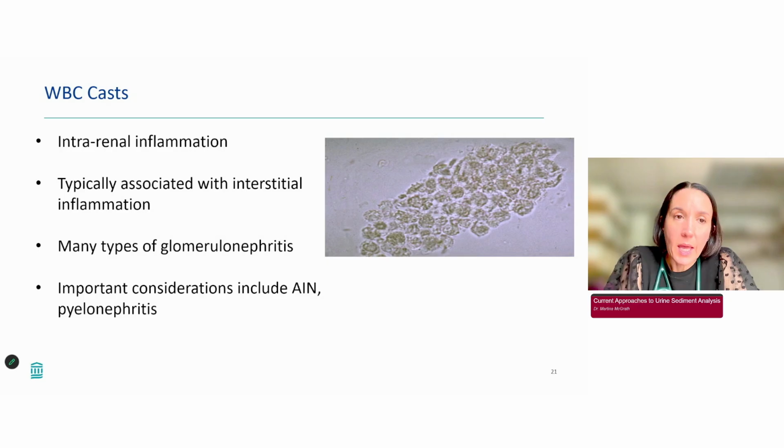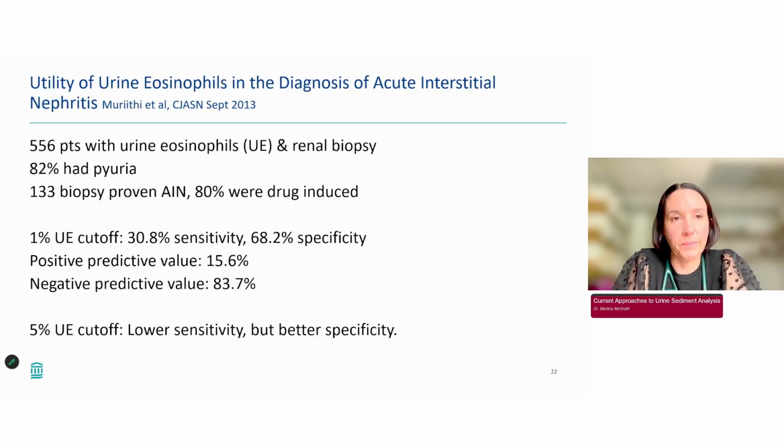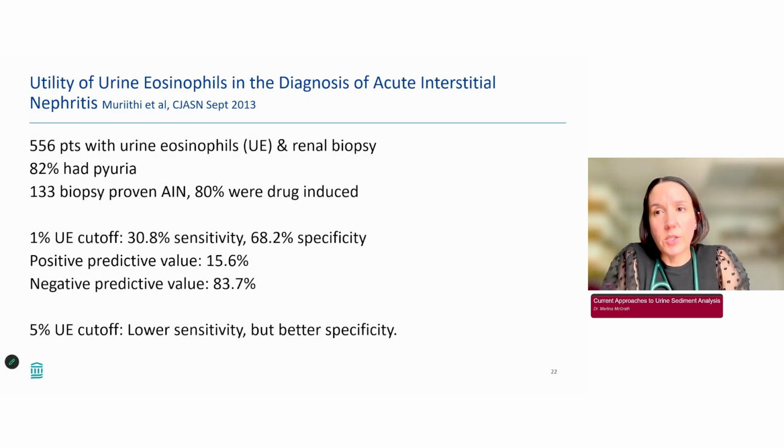White cell casts, as shown here, are a sign of intrarenal inflammation. This is typically associated with interstitial inflammation, and white blood cell casts can be seen in the urine really with many types of glomerulonephritis, but typically associated with acute interstitial nephritis or pyelonephritis. When we talk about white cells in the urine, this always raises the question of interstitial nephritis. And so we sometimes think about urine eosinophils in terms of the diagnosis of acute interstitial nephritis.